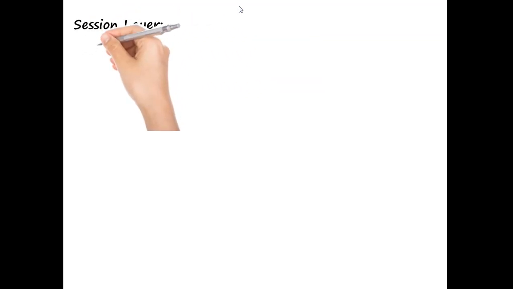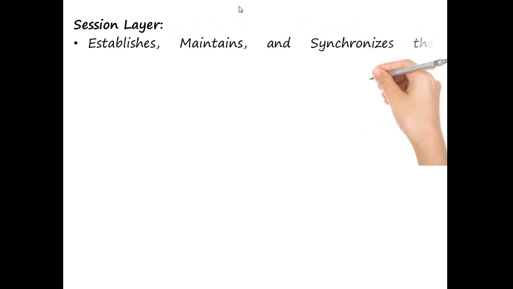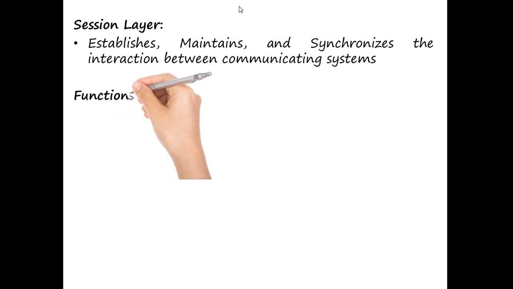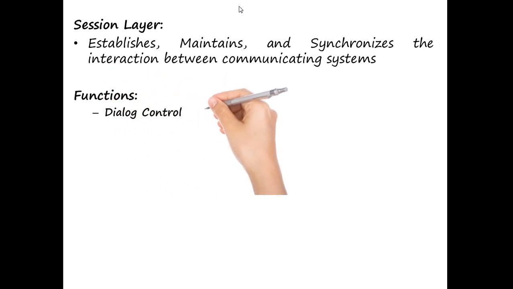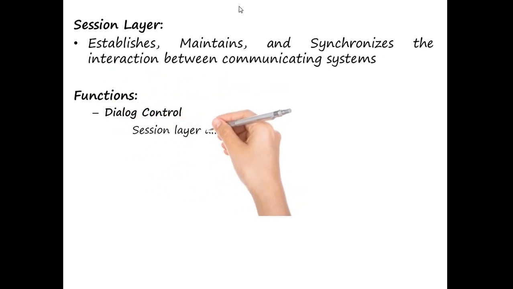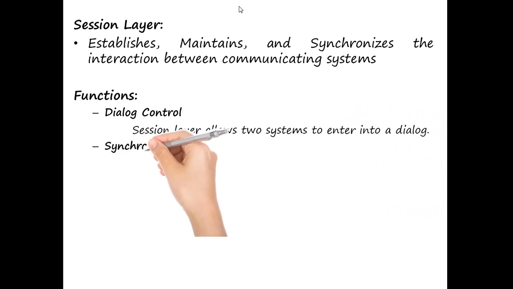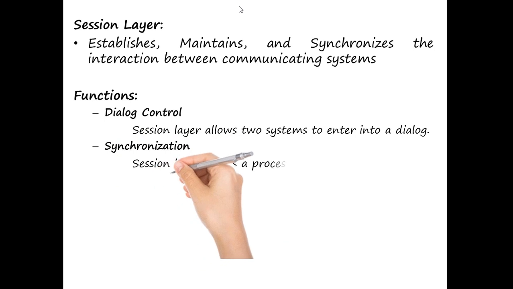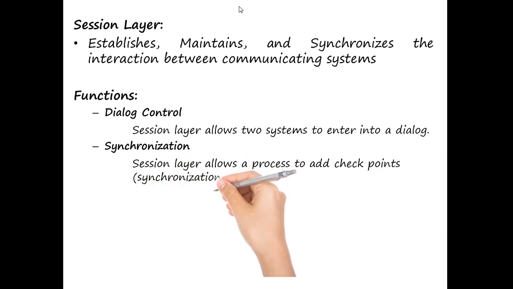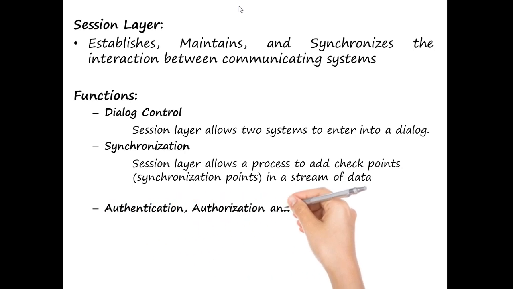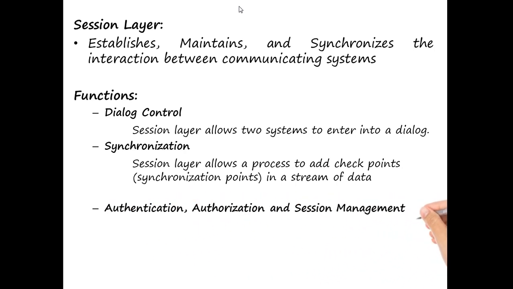Session layer establishes, maintains, and synchronizes the interaction between communicating systems. Functions of session layer: dialogue control. Session layer allows 2 systems to enter into a dialogue. Synchronization. Session layer allows a process to add checkpoints, synchronization points, in a stream of data. Authentication, authorization, and session management are some more functions of session layer.